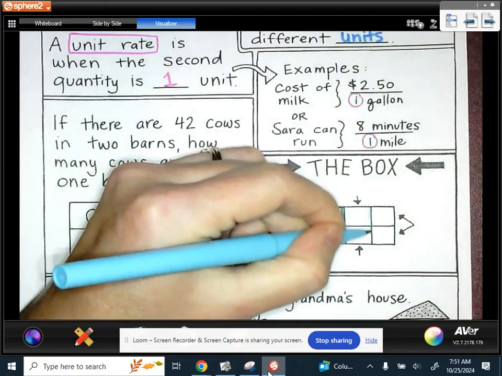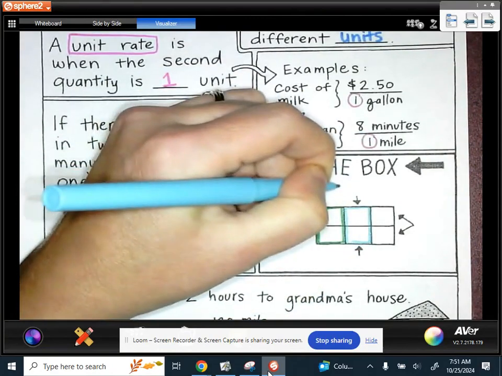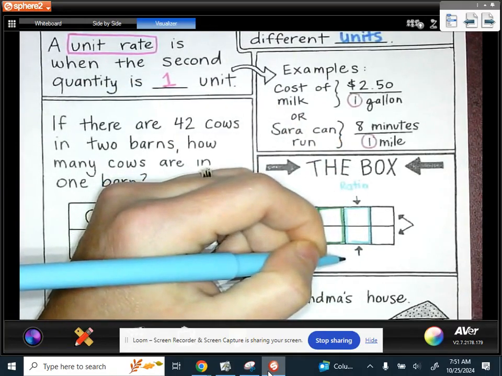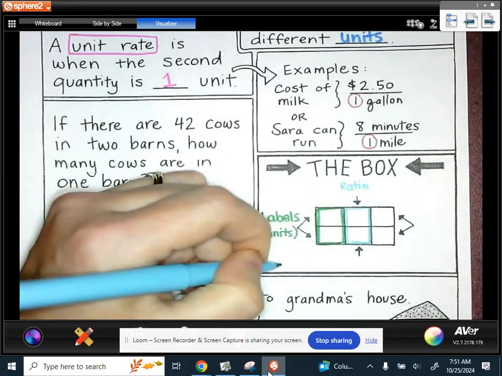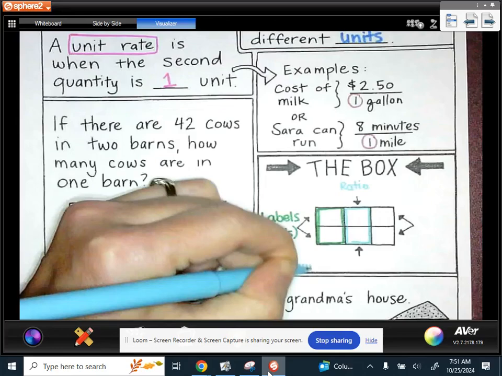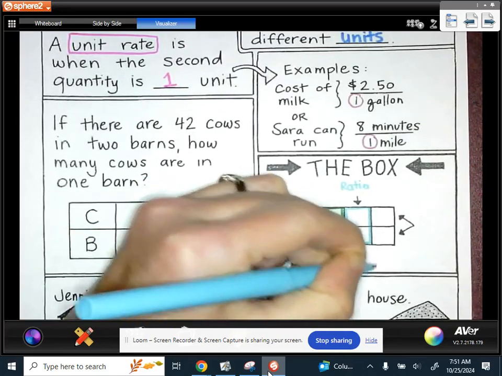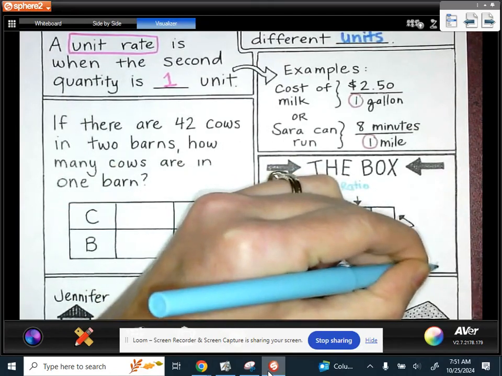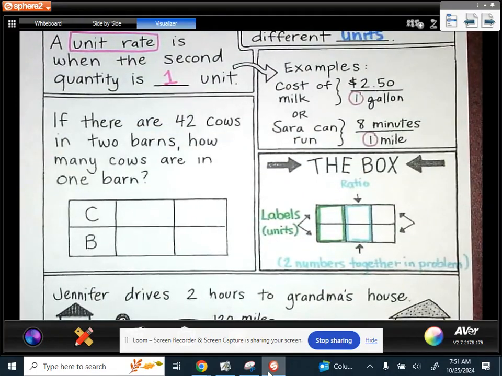Okay, and then the two numbers that go here, these are the ratio or the rate, right? A rate is just a type of ratio. So the ratio goes there, and the way you know that it's the ratio is that it is the two numbers that are together in the problem. So there's going to be 3 numbers in the problem, but 2 of them are going to be either in the same sentence or the same part of the sentence, and that's the ratio.